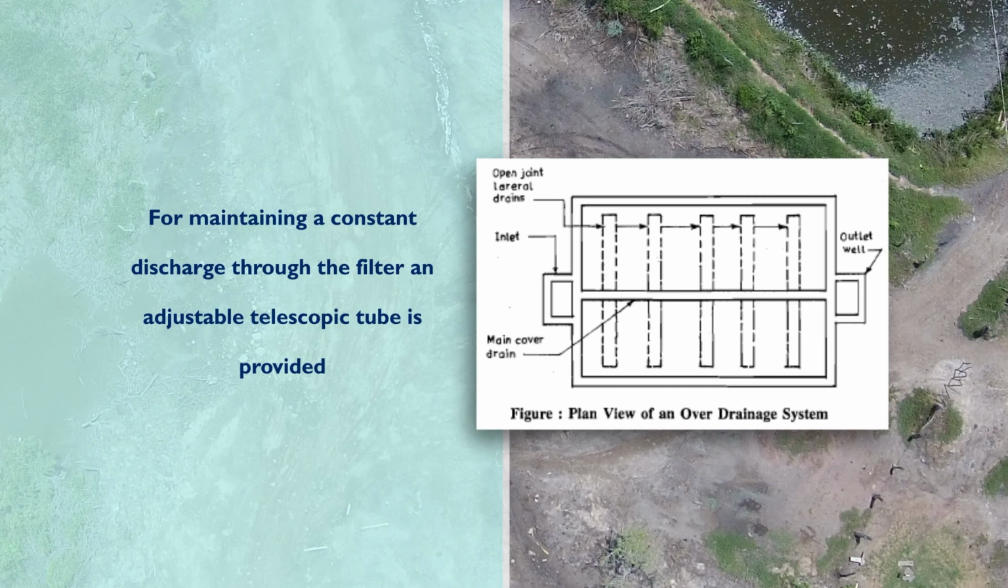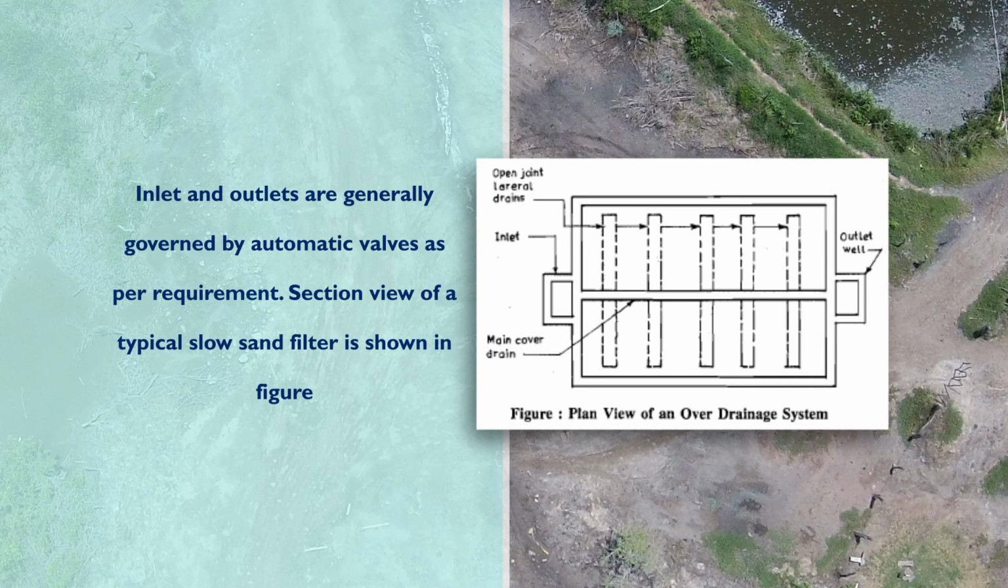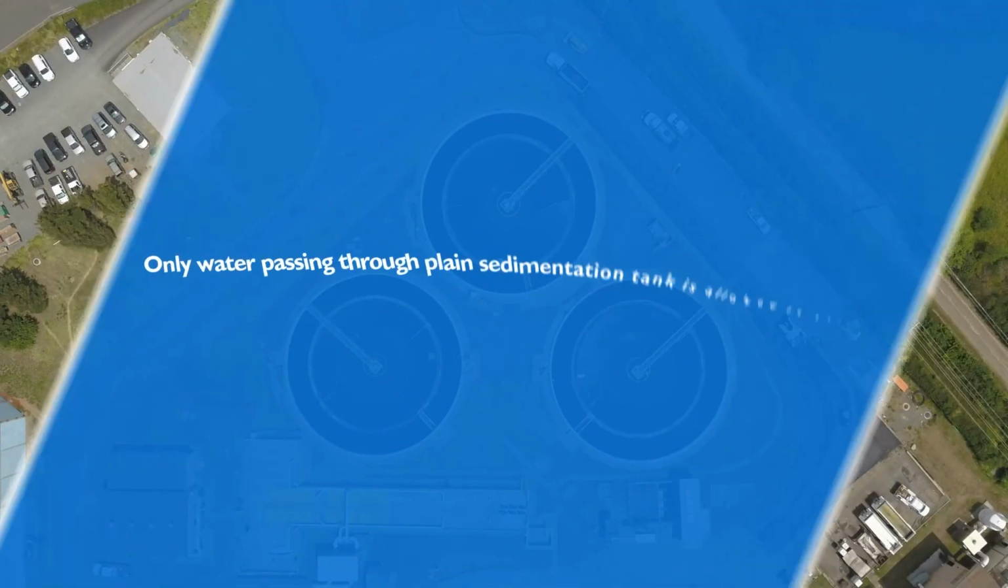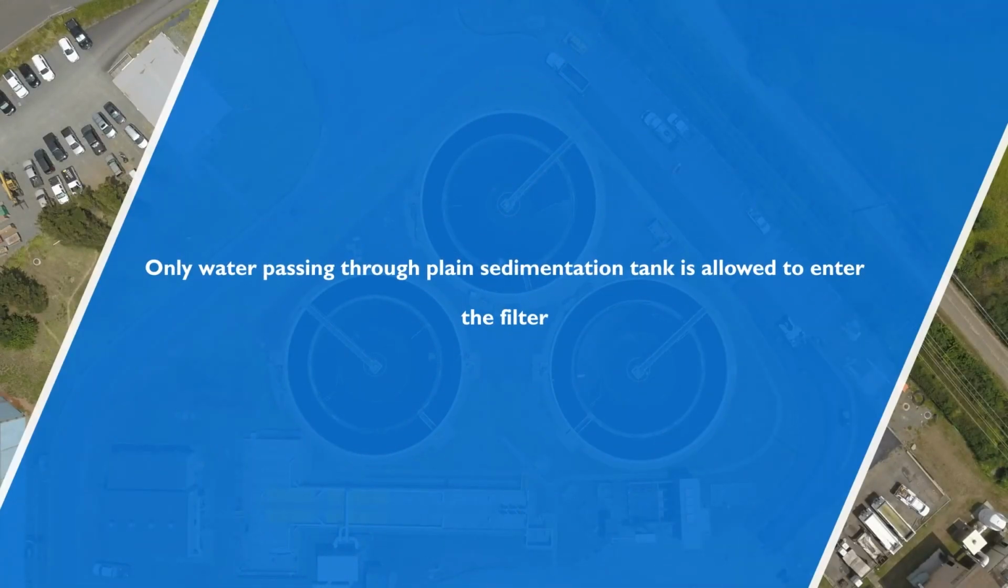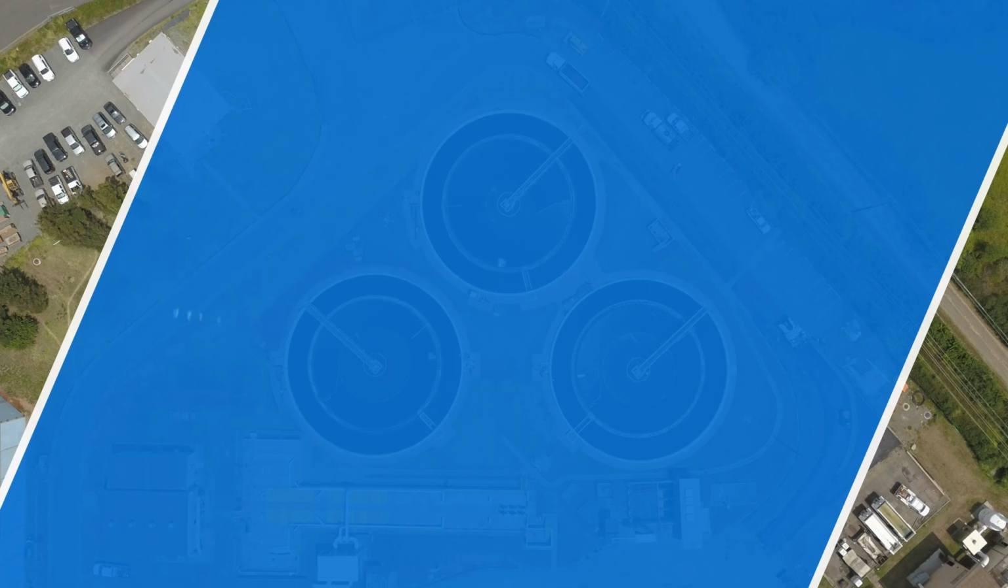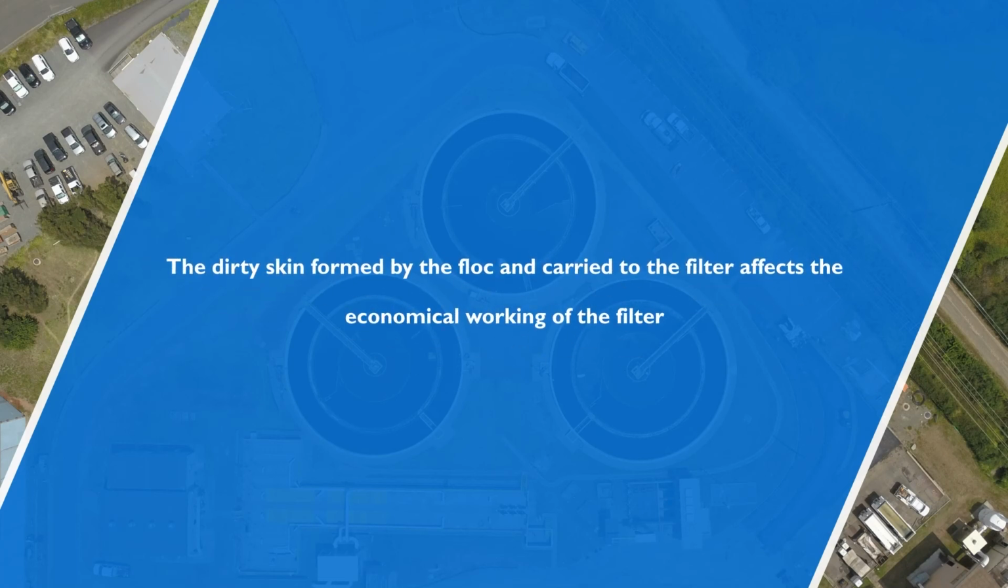An adjustable telescope tube is provided. Inlet and outlet are generally governed by automatic valves as per requirement. Section view of the typical sand filter is given as in the figure. Only water passing through the plain sedimentation tank is allowed to enter the filter. The dirty skin formed by the floc and carried to the filter affects the economical working of the filter.